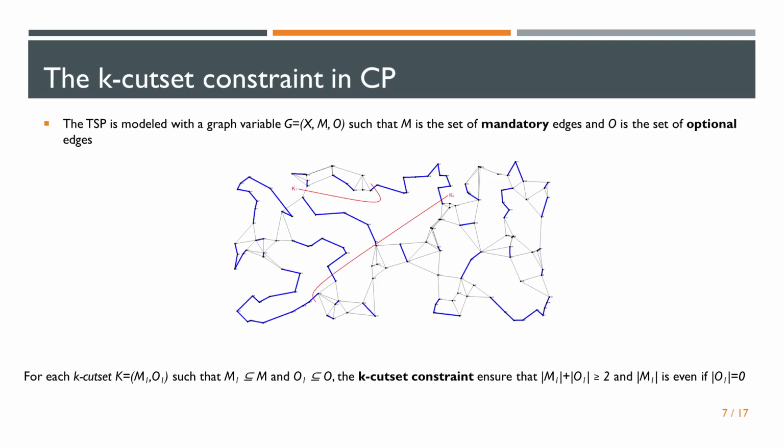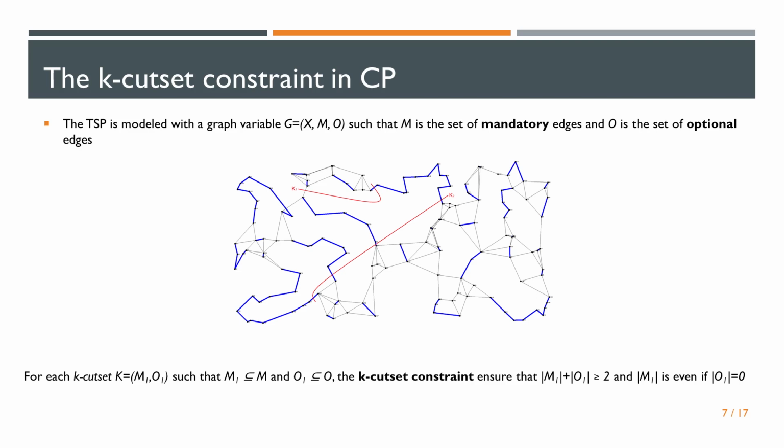In CP, we have variables, we have domains. So the TSP is modeled with a graph variable, G, containing a node set, X, and two sets of edges, M, that is the set of mandatory edges that are identified by filtering algorithms or the branch and bound branching on the edges, and O, the set of optional edges.